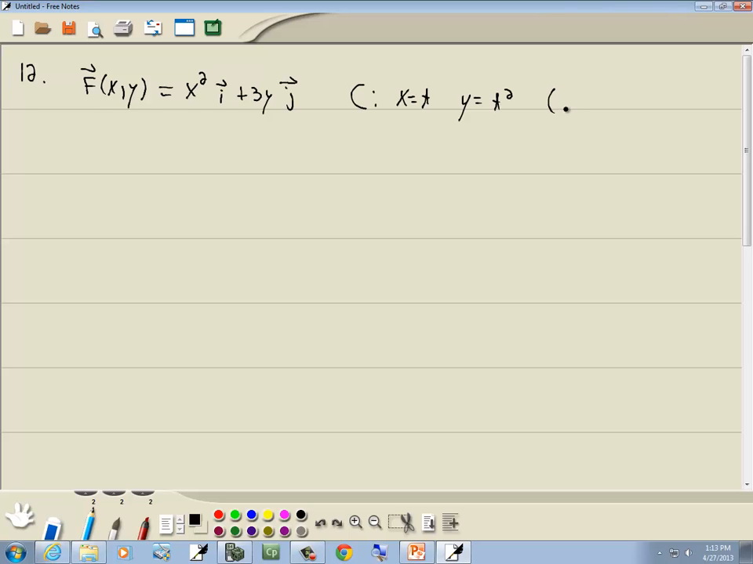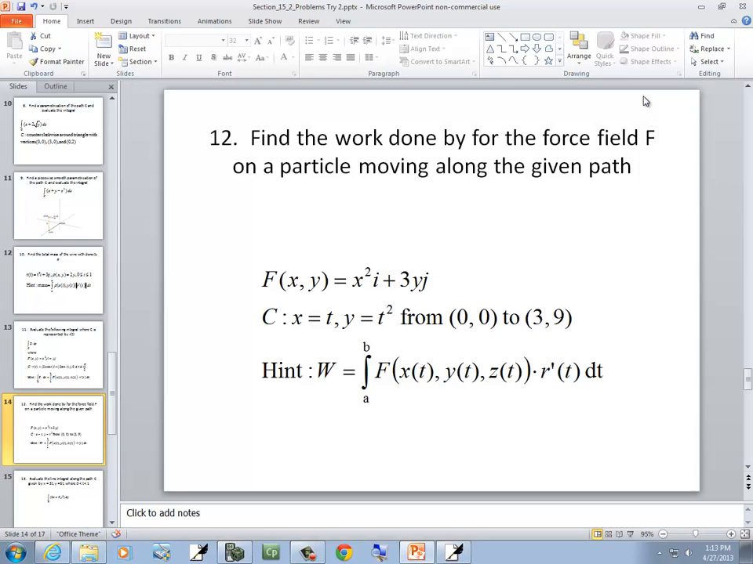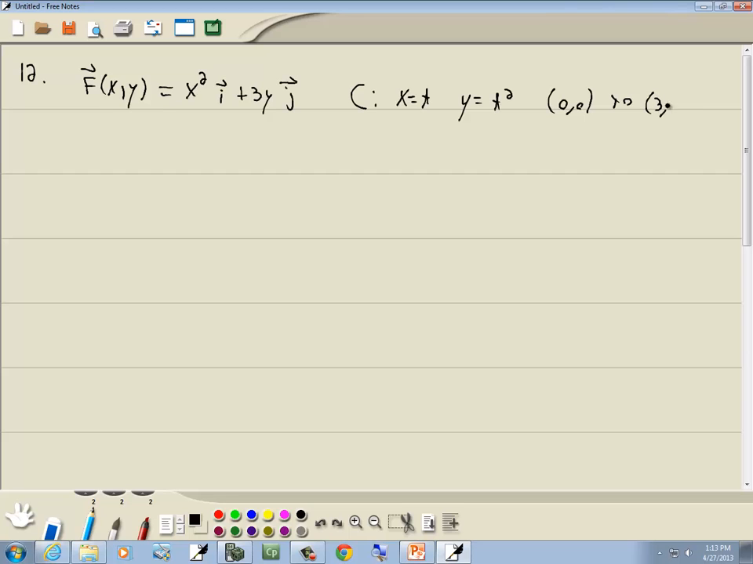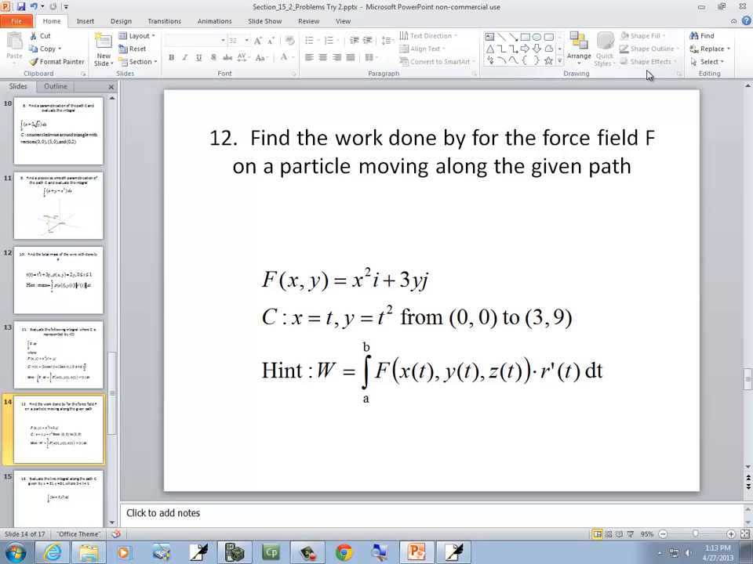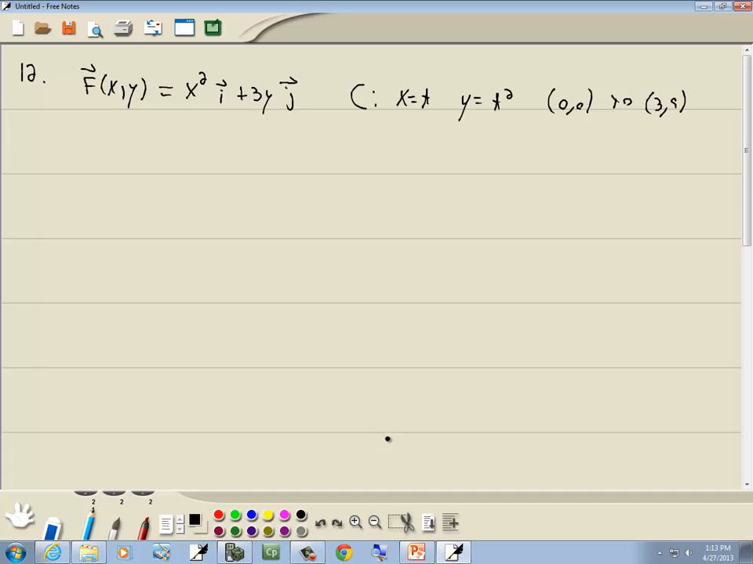This is going from (0, 0) to (3, 9). Now the problem here is to find the work done by the force field F on a particle moving along a given path. Okay, well, they give us these. Now this is the same as x of t, and this is the same as y of t. So keep that in mind. What they don't give us is what t is.